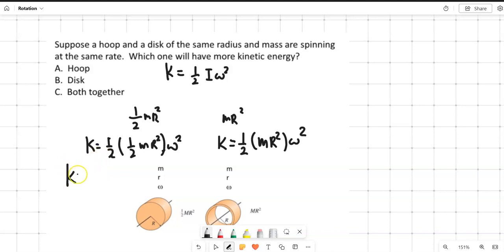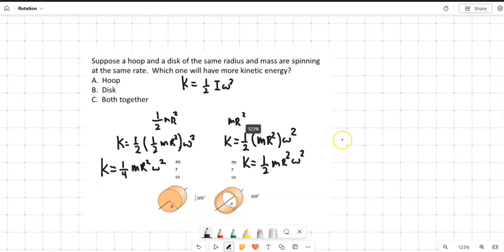This kinetic energy over here is going to work out to be 1/2 times 1/2, so that's 1/4 mR squared omega squared. The kinetic energy for the hoop is going to work out to be 1/2 mR squared omega squared. So the hoop has twice the kinetic energy of the cylinder. Since the cylinder has a smaller moment of inertia, it's going to have a lower kinetic energy. That's like saying that two objects have the same speed, but the one that has more mass is going to have more kinetic energy, even though they're both moving at the same speed. That's the analogy.